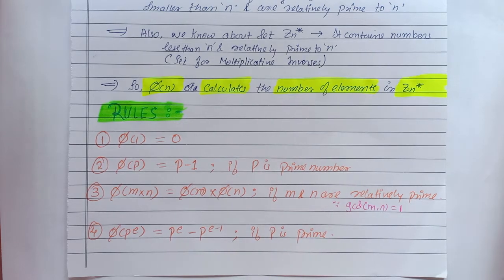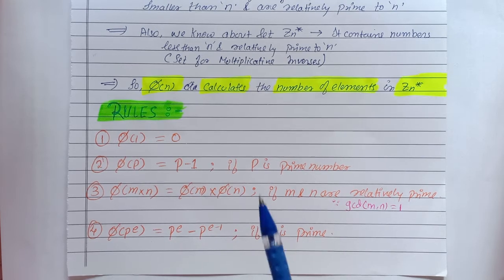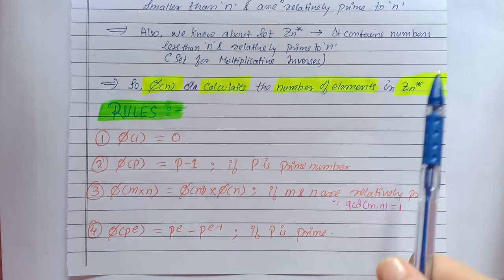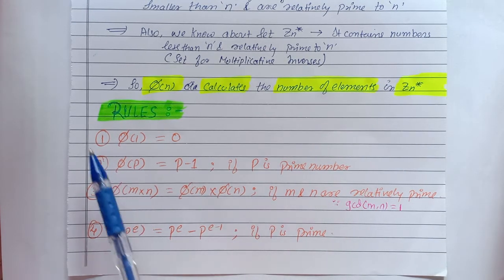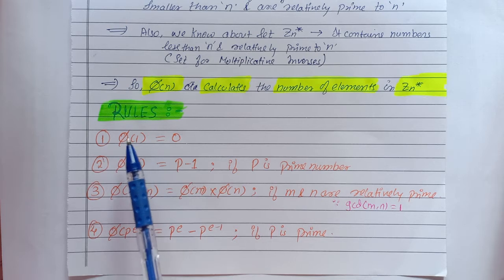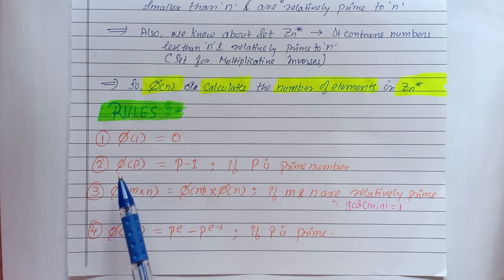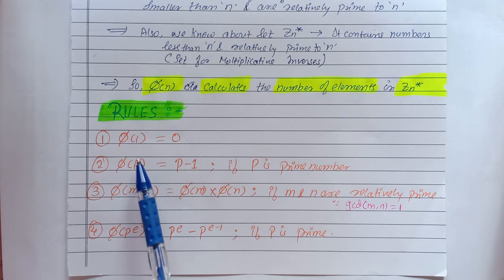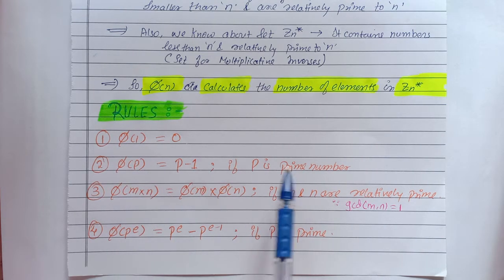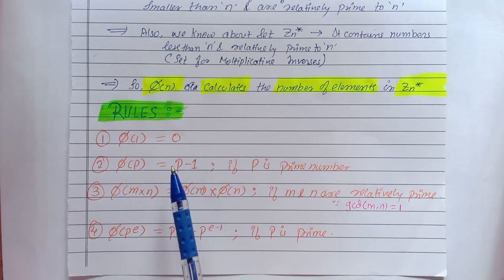There are 4 rules, following which we can calculate the numbers in Zn star. First is phi of n where n is equal to 1. So phi of 1 is equal to 0. Next is phi of p, where n becomes p and p is a prime number. So phi of p is equal to p minus 1. The condition is that p is a prime number.